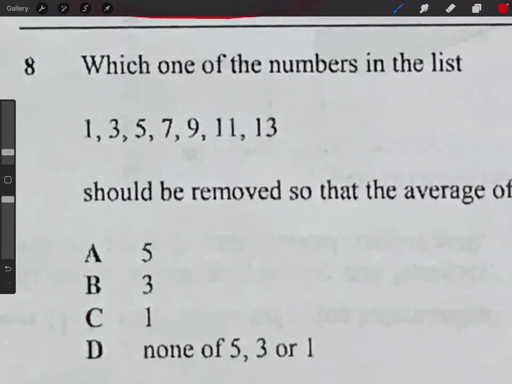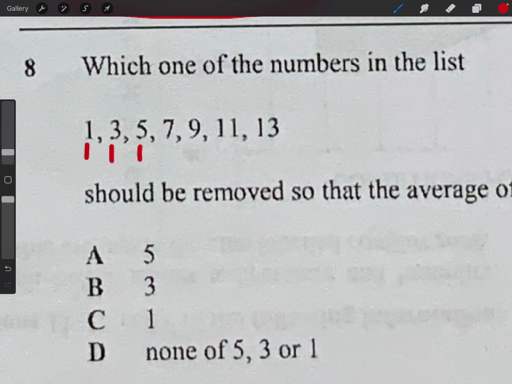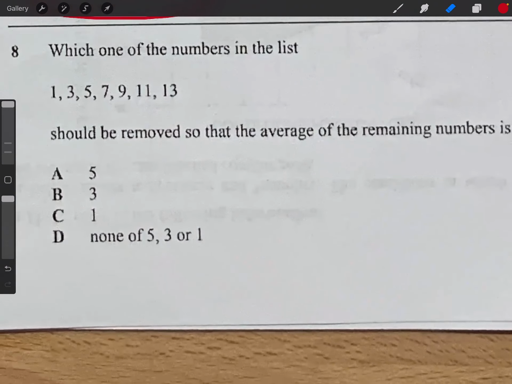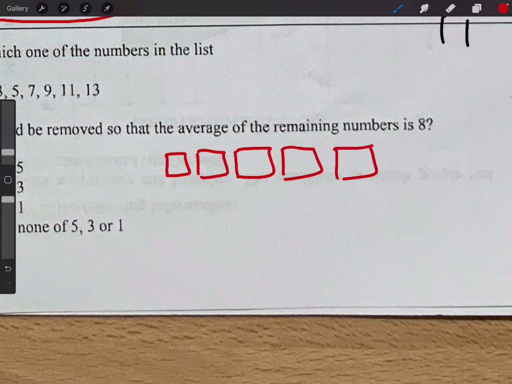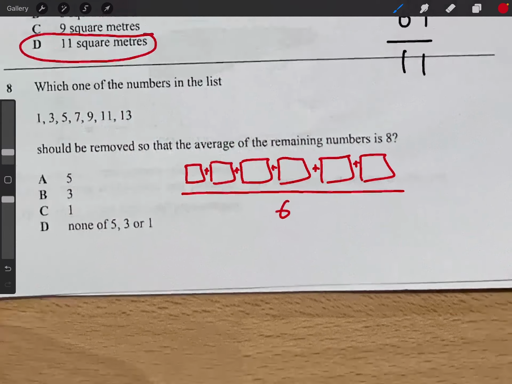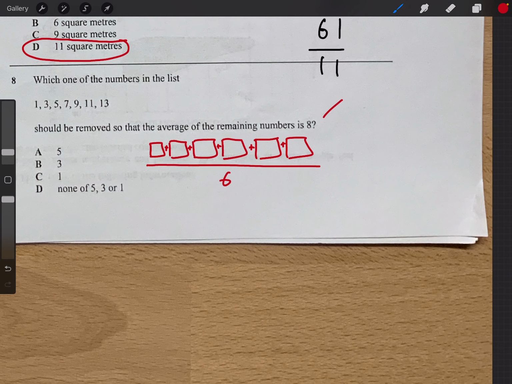At the moment, how many numbers do we have? We have 7. If we remove one number, we only have 6 numbers, right? Whatever number we remove, there are going to be 6 numbers. We don't know what they are, but the 6 numbers added together and divided by 6 give the average, right? And they want the average to be 8.